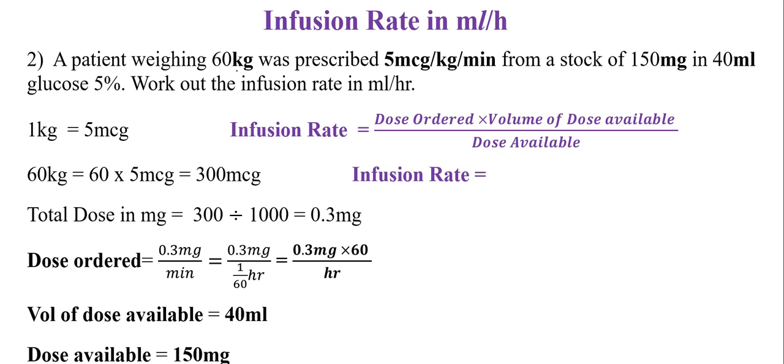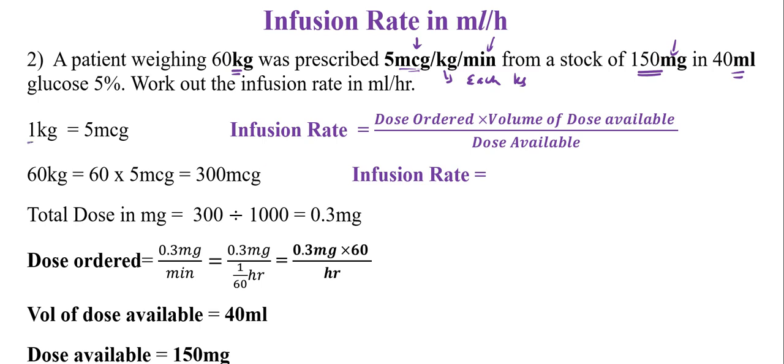The second task, the patient weighs 60 kilograms, and what the patient needs every minute will be 5 micrograms for each kilogram of the patient's weight. The stock is 150 milligrams per 40 mL. So there's a microgram and there's a milligram. So a unit conversion will be required.